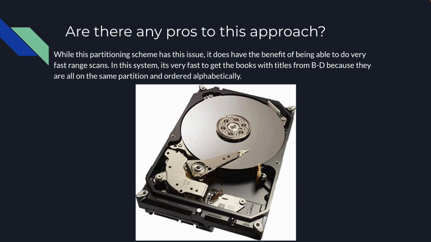Are there any pros to this approach? While this partitioning scheme has the issue of hotspots, does it have any benefit to be here? And the answer is yes, in that we can do very fast range scans. In this system, it's very fast to get the books with title from B to D because they're all in the same partition and stored alphabetically.